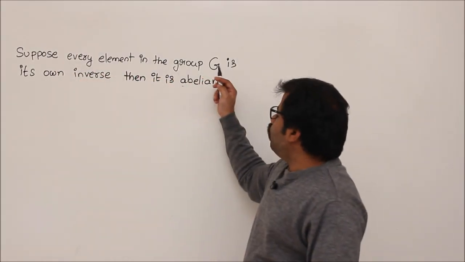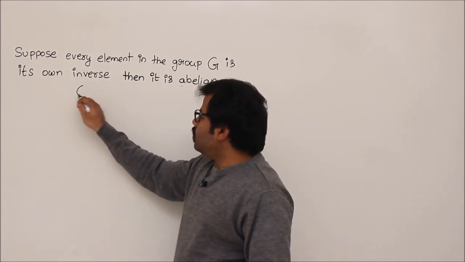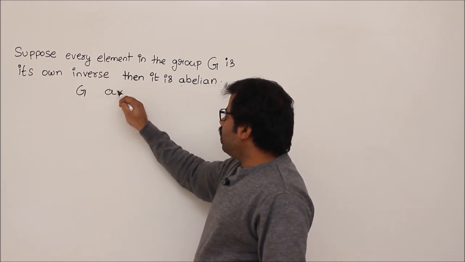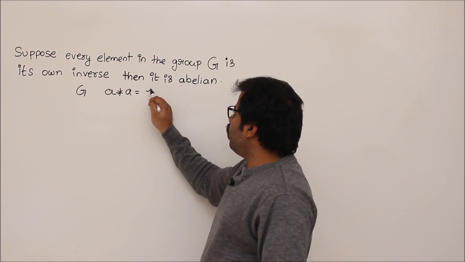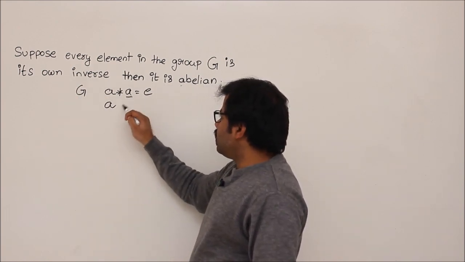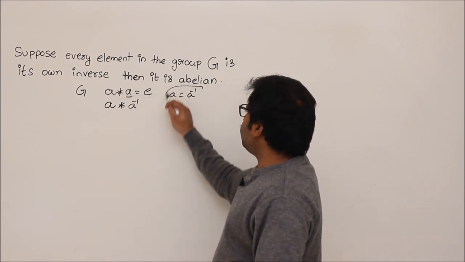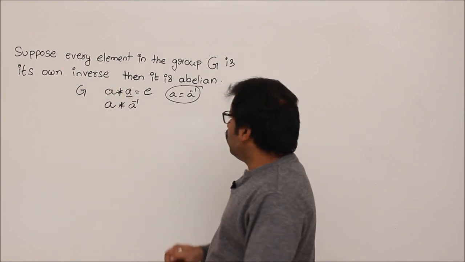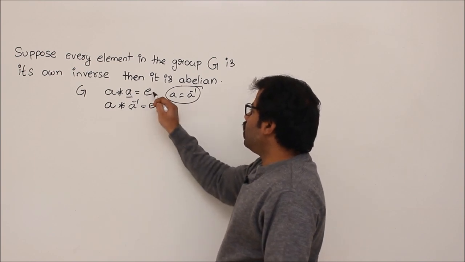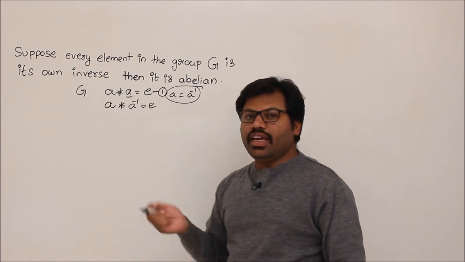Suppose every element in the group G is its own inverse. Then it is abelian. What is given is, in a group G, for every element A, A star A equals E. Why? Because every element is its own inverse. That means in the place of A, we can write A inverse, because A equals A inverse. So A star A inverse equals E. Remember this one. From now onwards, I can write A star A equals E, not only for A, for any element.